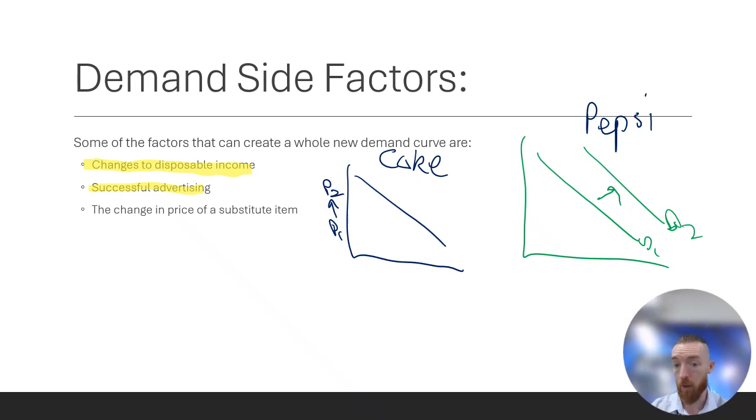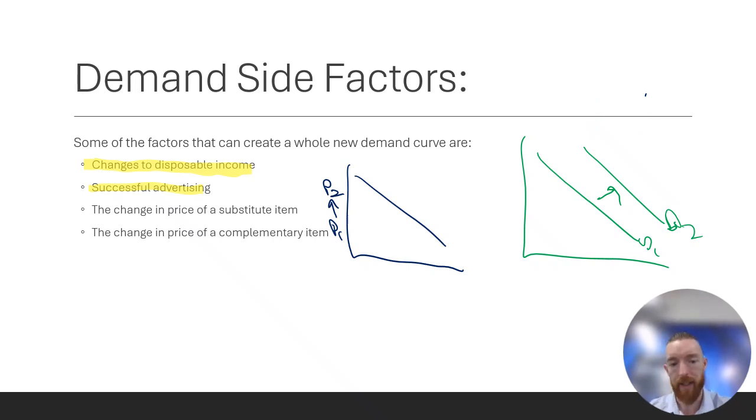So just movement in demand for Coke. But suddenly, because Pepsi is a substitute for Coke, there is now more demand for Pepsi at its current price. So that change in the price of a substitute item leads to more people demanding the other. We can also have a change in price of a complementary item. So let's just say, for example here, bread and butter go together really well. So we've got bread and we've got butter.